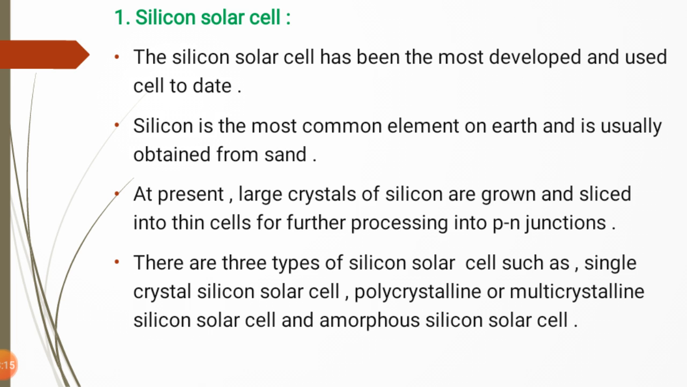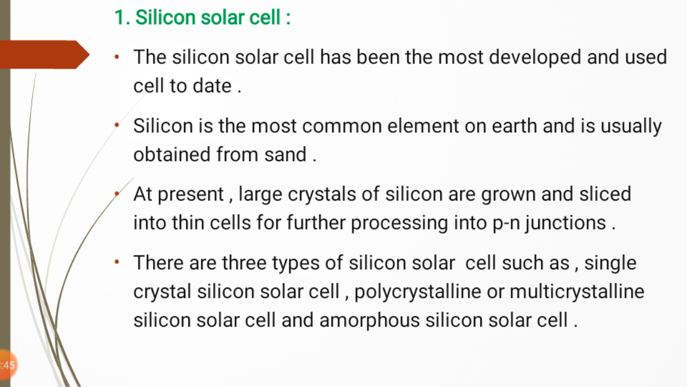in large amounts. At present, large crystals of silicon are grown and sliced into thin cells for further processing into a p-n junction. That means nowadays large crystals of silicon are grown with the help of different techniques, and these crystals of silicon are sliced into thin cells, and these thin cells are used for the construction of the solar cell, that is the formation of the p-n junction.